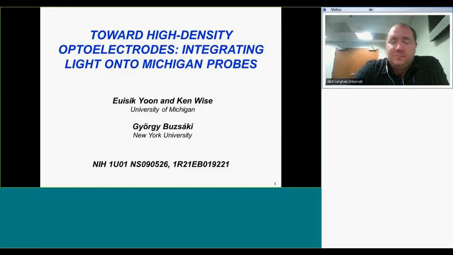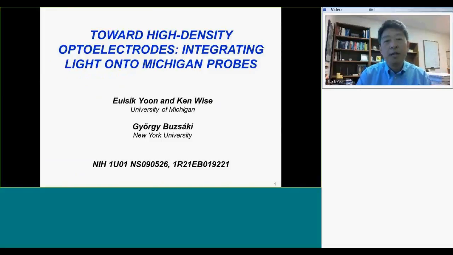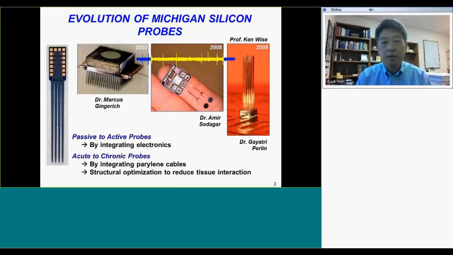As compared to Changhuei's approach, we have been working on optogenetic probes more invasively, putting light onto the Michigan silicon probe. In this presentation, let me talk about the work that we do under the current U01 grant, also in conjunction with another R21 grant. All three of us, myself, Ken Wise and Yuri Buzaki, are co-PIs. As you can see, there's an evolution of the Michigan probe from a passive recording array into making high-density recording sites onto the region, and by integrating a circuit monolithically, also hybrid approaches in different configurations.